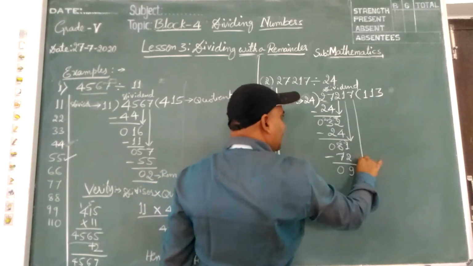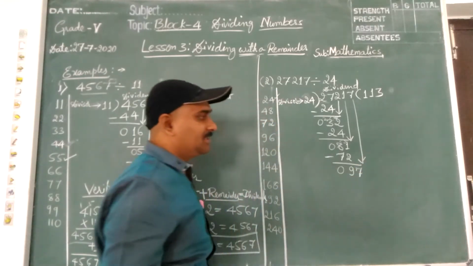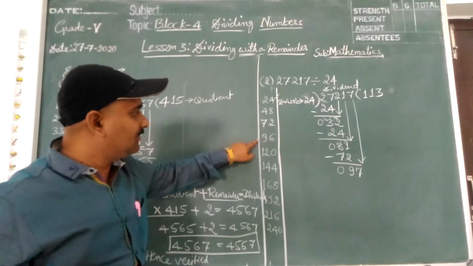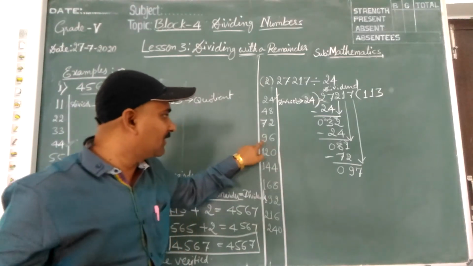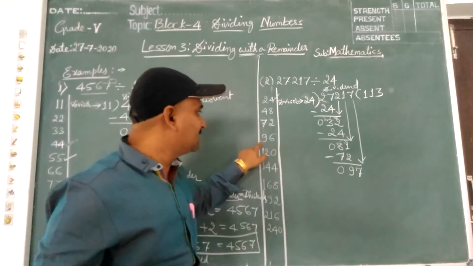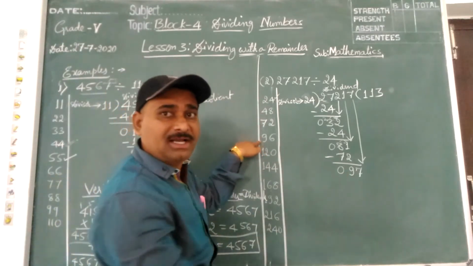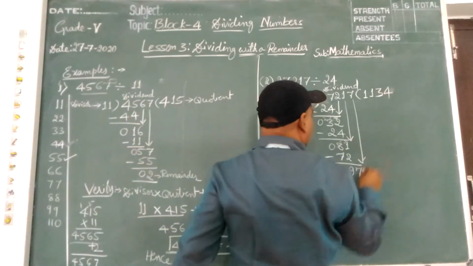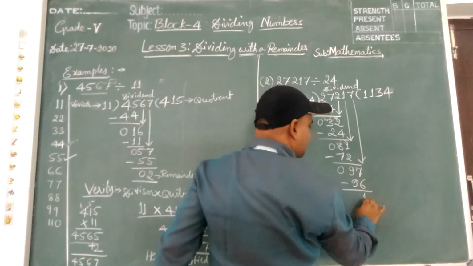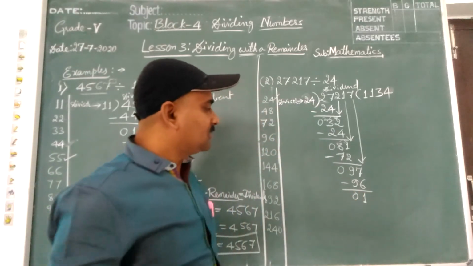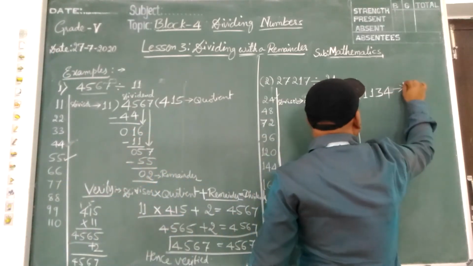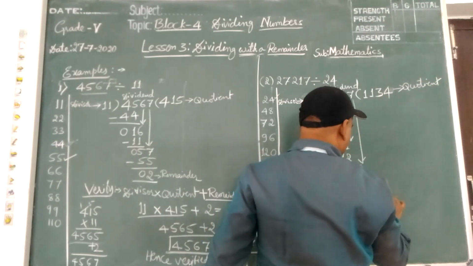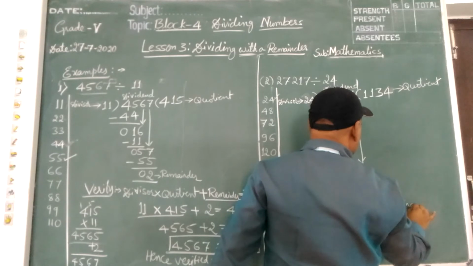So next you take the last digit, that is 7. Now 97. Where will you get 97? 120 is too big. Before that, 96, yes, I can take this 96. 24 4s are 96. So 7 minus 6 is 1. So I got this as the quotient and this as the remainder.